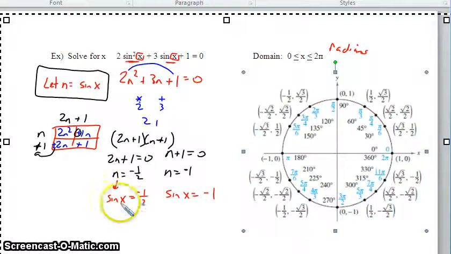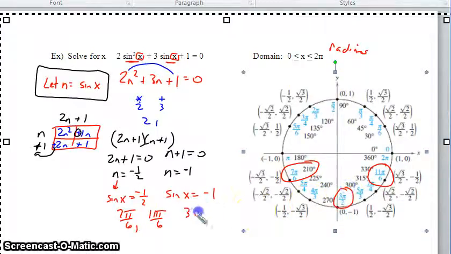And so now I can figure out what values have a sine of negative 1/2. So looking over here, it appears that 7 pi over 6 does. Also, sine of 11 pi over 6 is negative 1/2. What angles have a sine of negative 1? That's just going to be 3 pi over 2. So those are my answers.